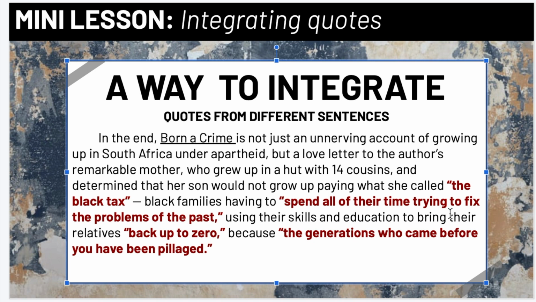So rather than just having a big quote here, you see that the writer now puts a dash and says, black families having to, continue the quote, spend all their time trying to fix the problems of the past, end quote. Using their skills and education to bring their relatives, beginning quote, back up to zero, end quote, because, quote, the generations who came before you have been pillaged. So you see over here, you're able to express a lot of ideas. You're integrating and weaving these different quotes together.